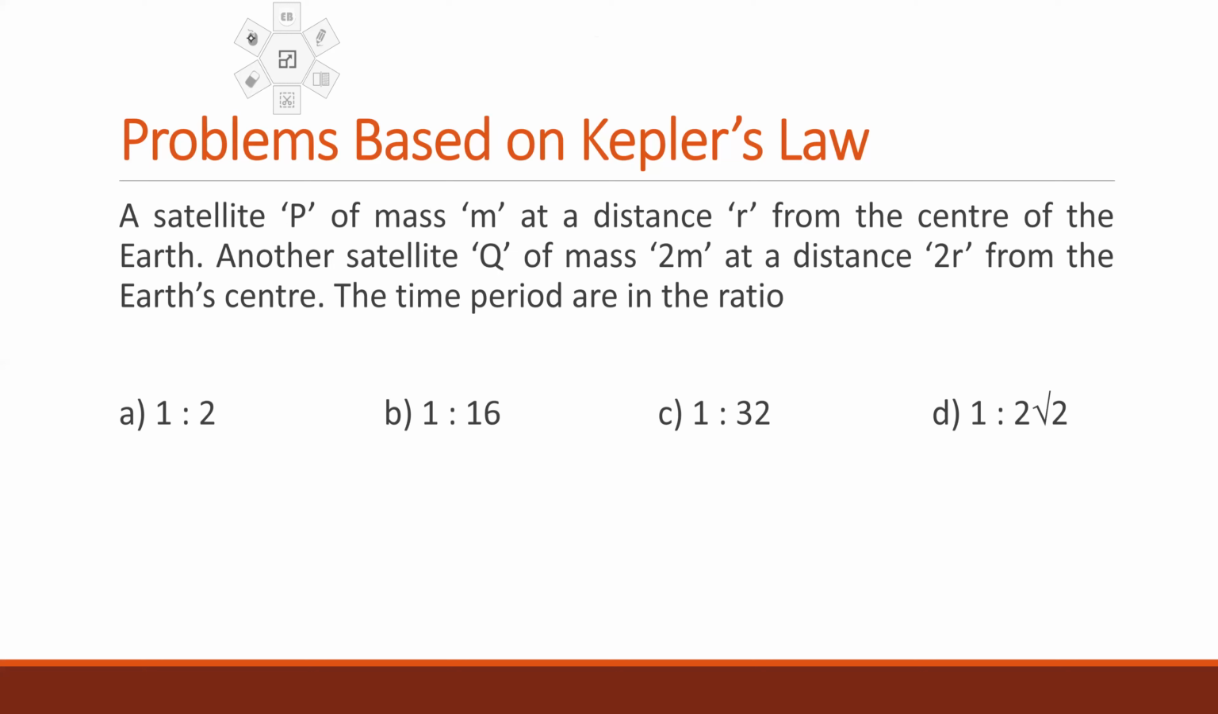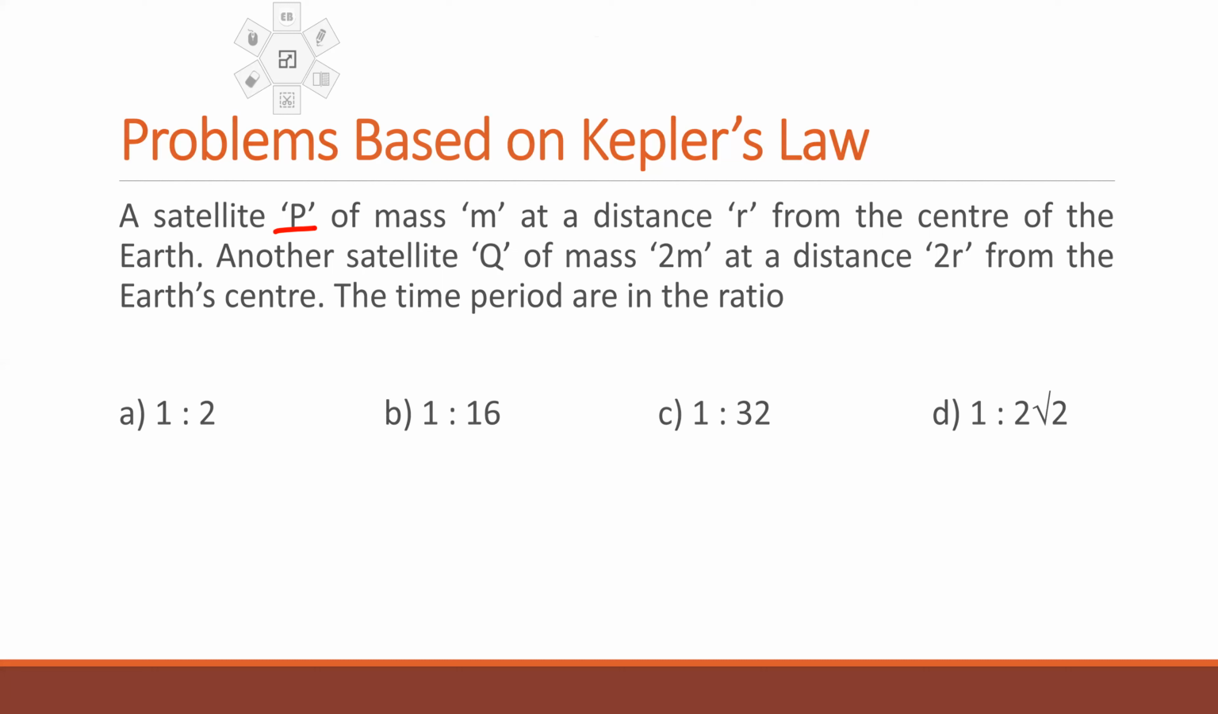A satellite P of mass M at a distance of R from the center of the Earth. Another satellite Q of mass 2M at a distance 2R from the Earth's center. The time periods are in the ratio. Read the problem. There is one satellite. Which is the satellite here?